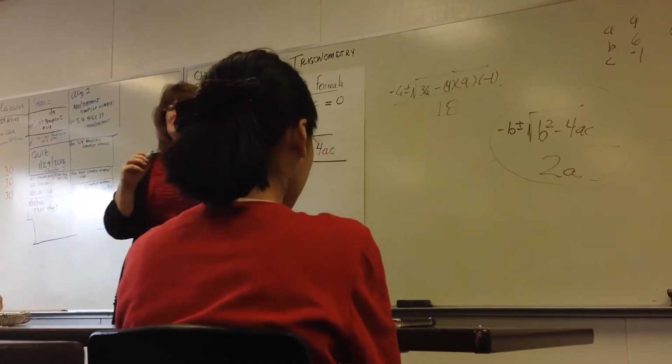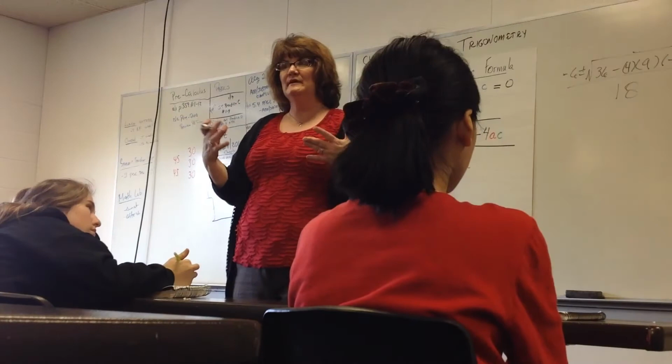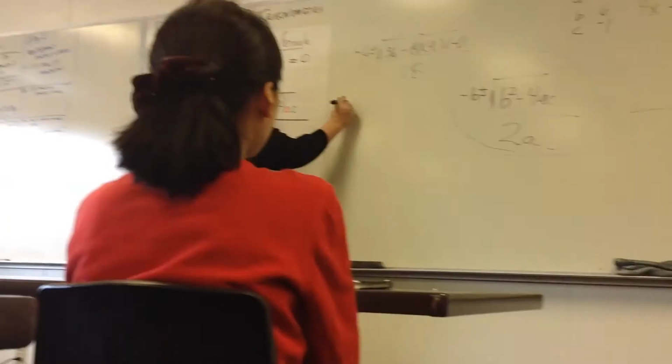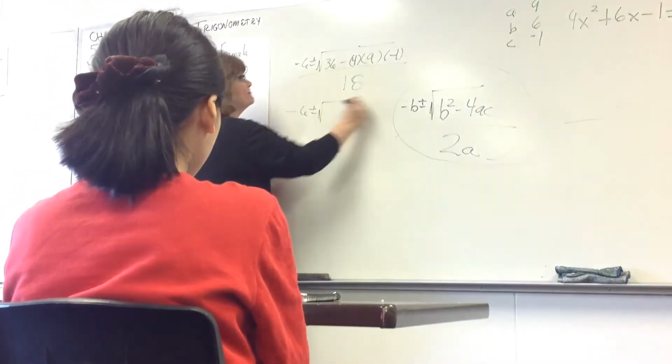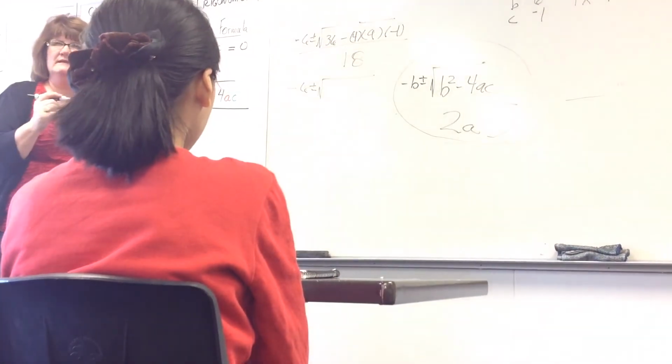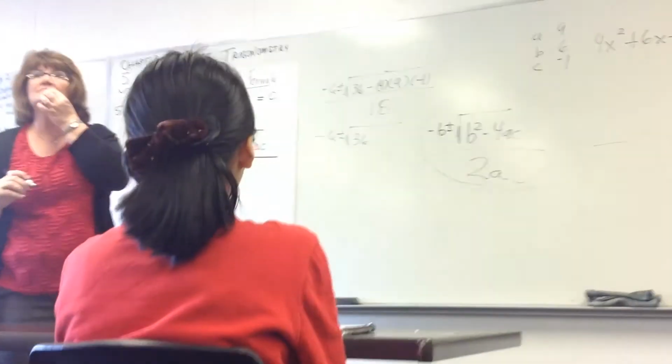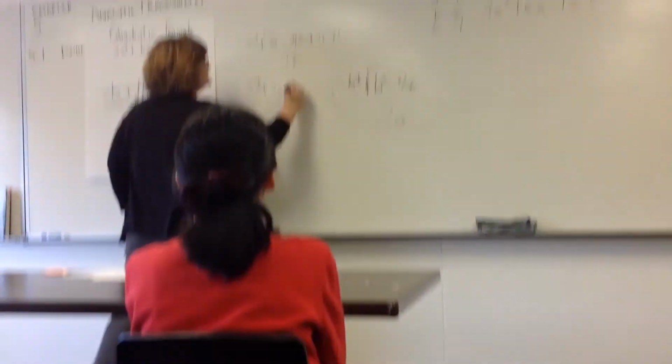Okay, so I picked this one because I wanted you to see one where the numbers are a little bit larger. All right, Eric, pick up here. So we have negative 6 plus or minus. So we have a 36 minus, what happens? Be a positive 36.